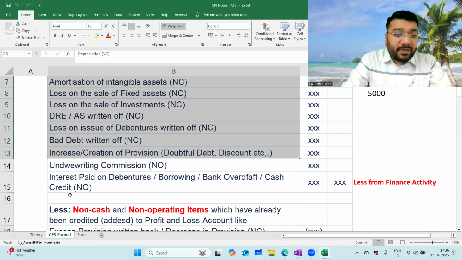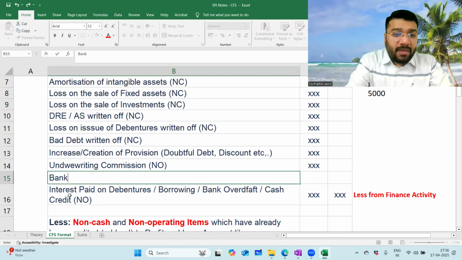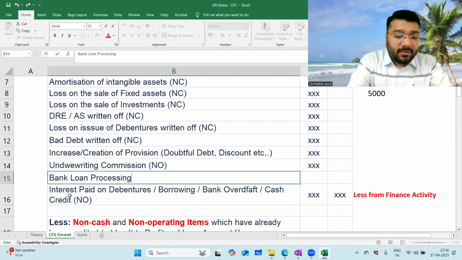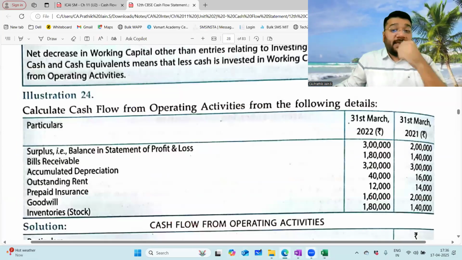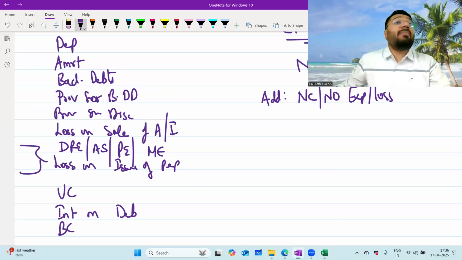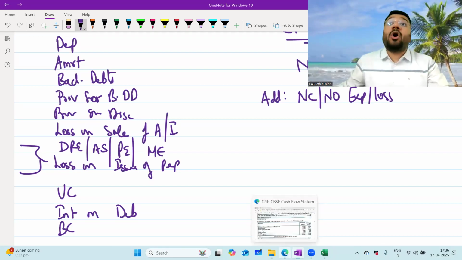See, like that, any item can be added. You have to be very careful. Bank loan processing fee. See, the normal bank charges are there, that is there in the event of payment. So that is your operational expenses. Are you able to follow? Normal bank charges are your operational expenses. Let that be in the operating activity, no problem.